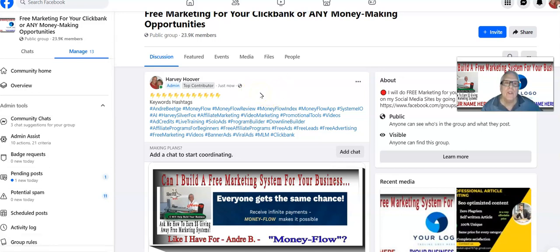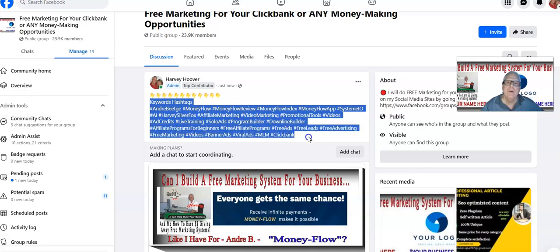Very, very important. These need to light up, and you must, in your share, in your post, have these keywords go with your share. If you don't have keywords in there, it's just a waste of time. Don't even do it because it's not going to work. Let me show you why.